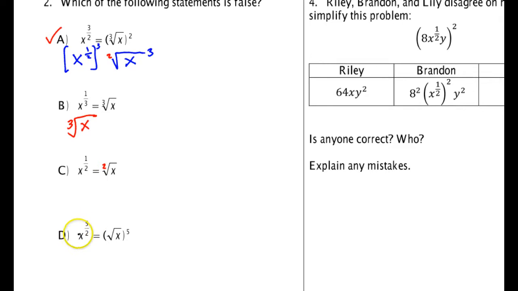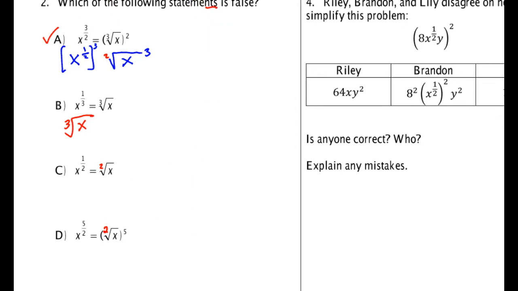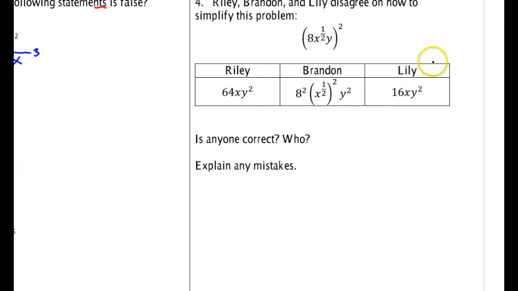And over here, 1/2 to the 5th power is equal to the square root of x to the 5th power. That's true as well. So it looks like A is the only one that is false. But do check all of them just in case, because it does say which statements are false. One or more could be false.